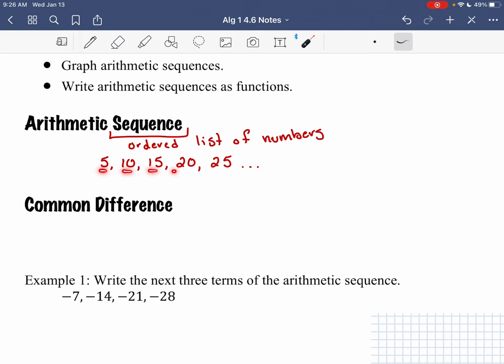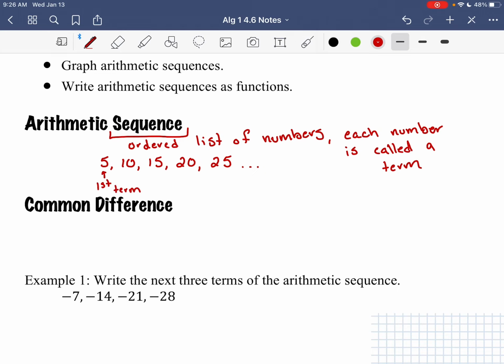Each of these numbers in our sequence is called a term. And we refer to these numbers by their position in the list. So this one is the first term because it comes first. This one here would be 1, 2, 3, fourth term because of its fourth position in the list.